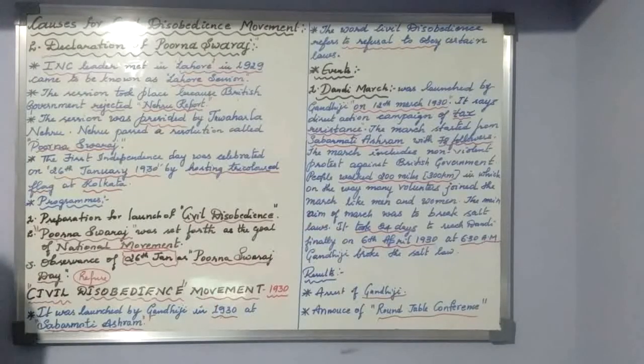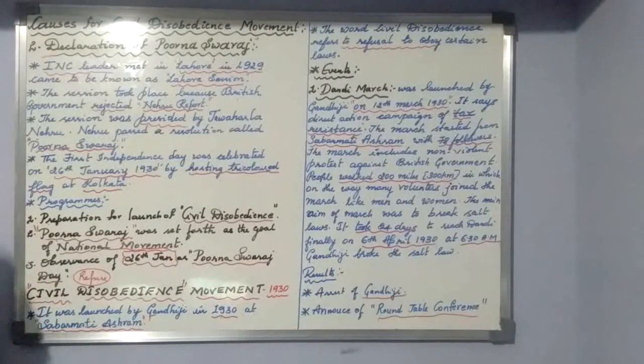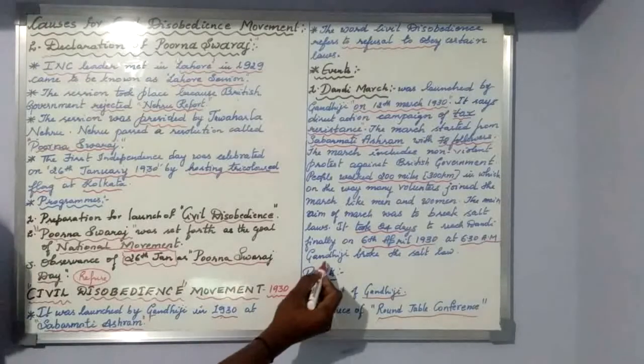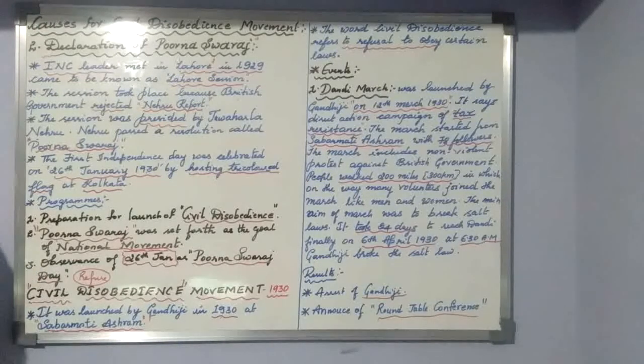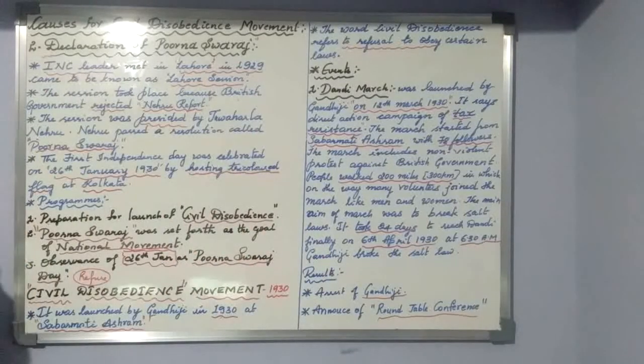So it took 24 days for Gandhiji to reach Dandi. Finally, on 6th April 1930, at 6:30 a.m., early in the morning, by collecting salt from Dandi beach, Gandhiji broke the salt law in India. So from 1930 onwards, we Indians stopped paying the salt tax to the British. Under the civil disobedience movement, the breaking of the salt law by Gandhiji was the first aim and first achievement in the Indian national movement.